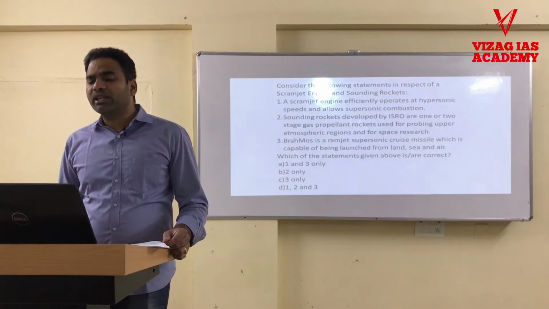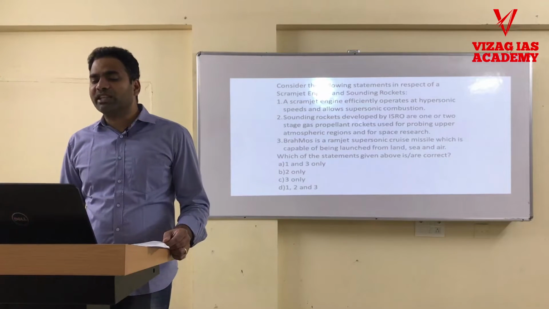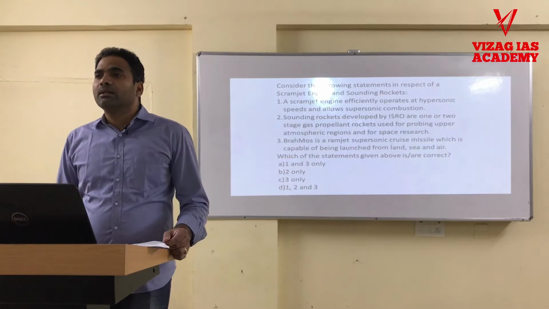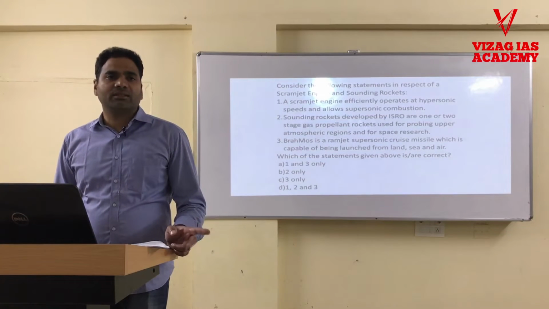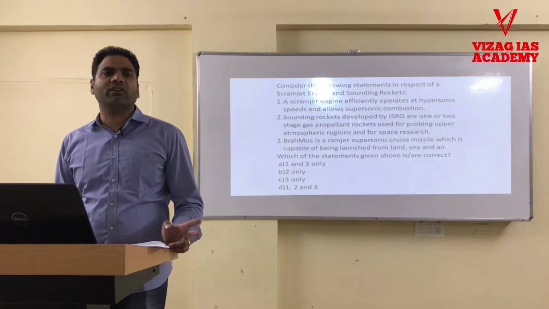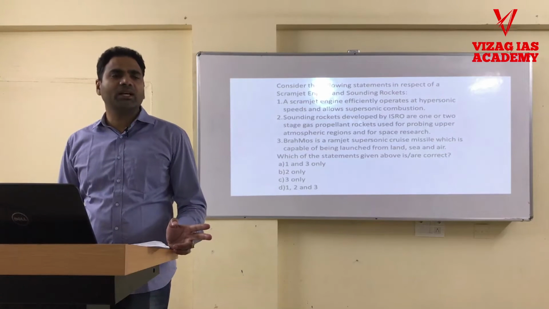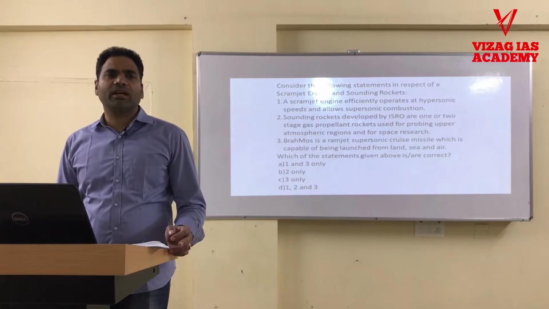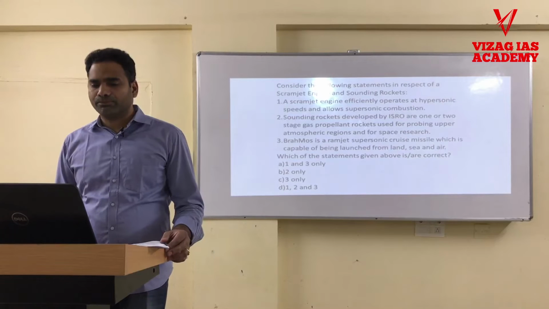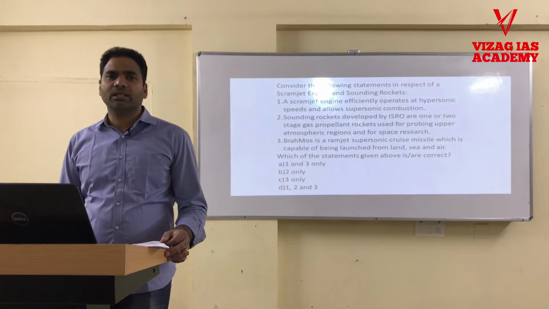Next, Brahmos is a ramjet supersonic cruise missile which is capable of being launched from land, sea and air. Brahmos has a ramjet phase. The second stage is ramjet. Initial stage gives the thrust required to start the ramjet. Okay. Ramjet, we'll discuss ramjet, the tech part. So yeah, that is true. So what is the answer? 1 and 3. 1 and 3 is the answer.